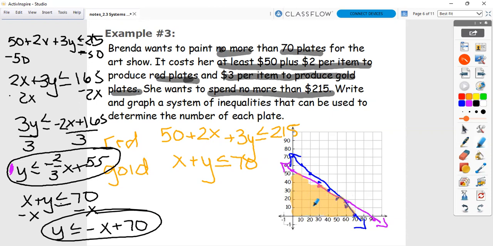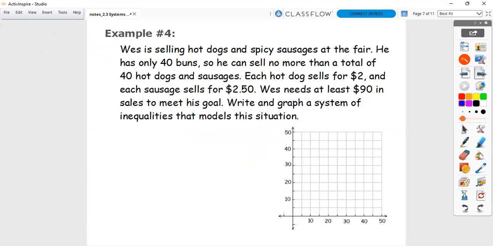So a possible solution set here would be (10, 10), (20, 20), (30, 30), (40, 20), anything that's within this shaded region. So that is graphing systems of inequalities.